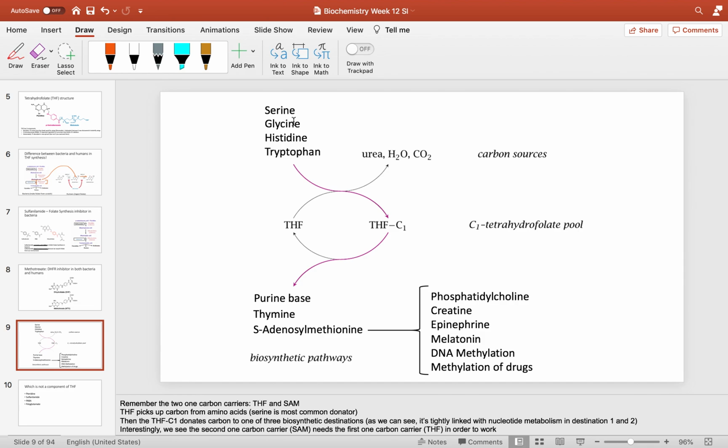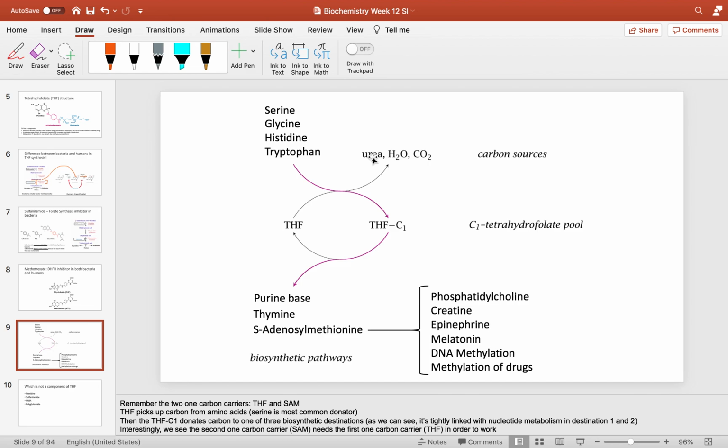So here's a cool diagram that sort of explains the process. So we start off with 4 main amino acids. We have serine, glycine, histidine, and tryptophan. And these 4 amino acids can donate a 1-carbon fragment to THF. So remember, we just saw how to produce THF via those synthetic pathways. So now we have it. What do we do with it? Well, it'll react with these amino acids. And remember, urea comes off, which can then enter the urea cycle because the nitrogen isn't useful, right?